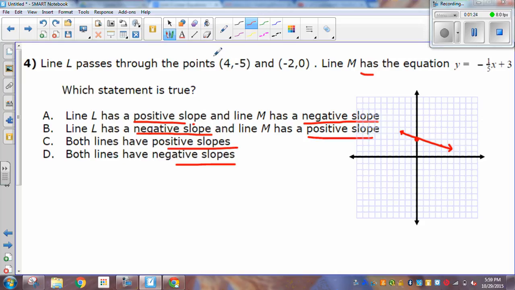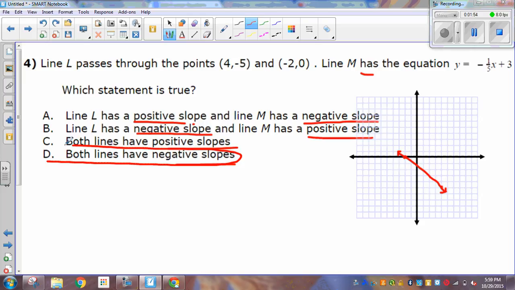Okay, what about this one? Well, we can certainly graph it. Let's just graph those 2 points. (-2, 0) is right here. (4, -5) is right here. And I can clearly see that when I graph this one, again, think about slope. From left to right, I'm going downhill. So that's also negative. So for this reason, D is the answer. Both lines have negative slopes.